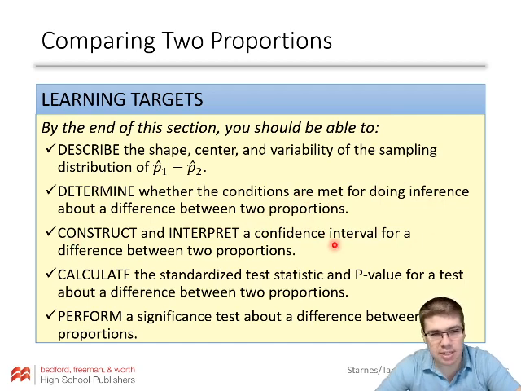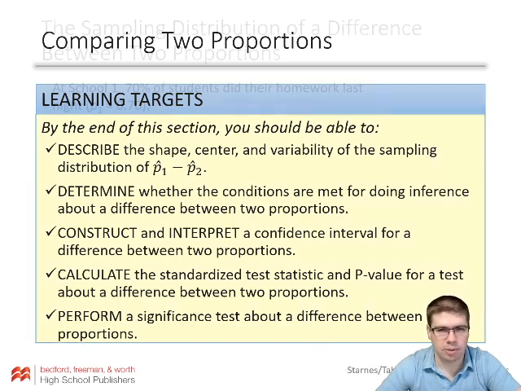Construct and interpret a confidence interval for a difference between two proportions. Calculate the standardized test statistic and p-value for a test about a difference between two proportions. And perform a significance test about the difference between two proportions. So a bunch of two proportion stuff in this section.